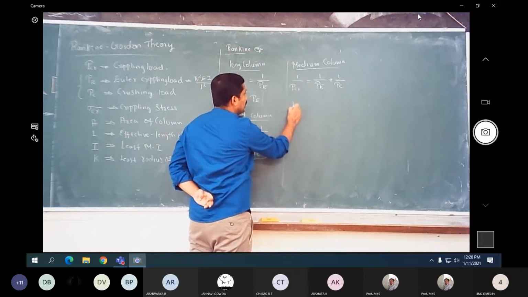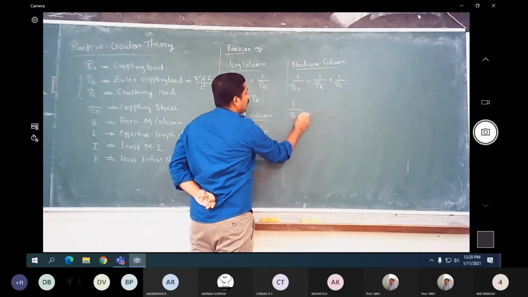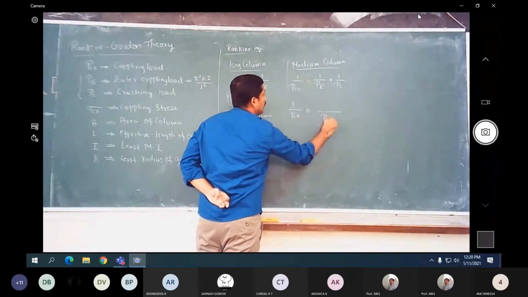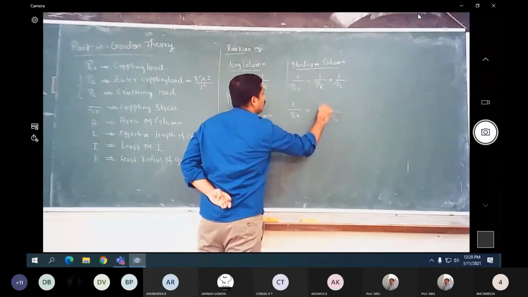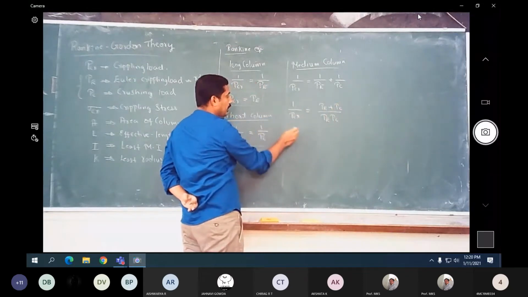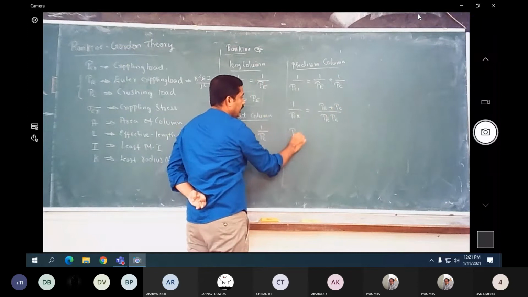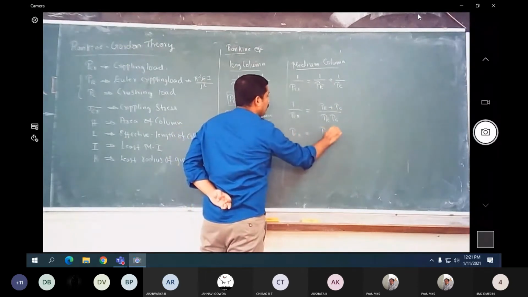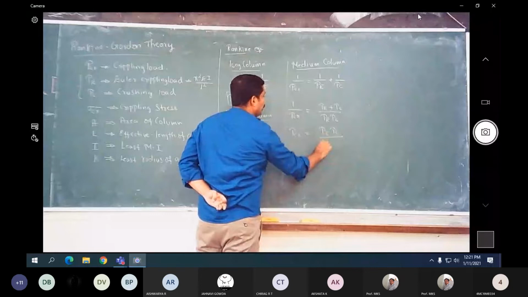So you just reverse this, or you can take the LCM. 1 by PCR will be equal to 1 by PE plus 1 by PC, or you can reverse, take the inverse of this. So 1 by PCR will be equal to PE by PC.